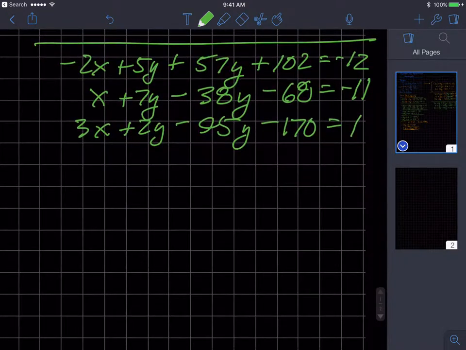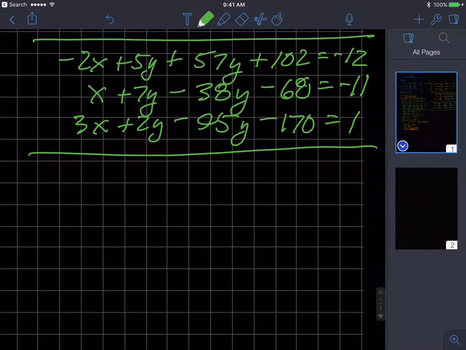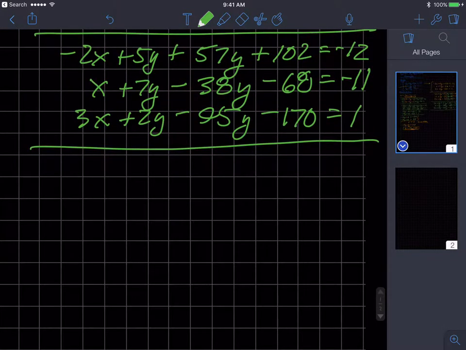So let's go combine like terms. Again, notice how I copy down every single equation, whether I'm working on it or not, so I can just slide this up and just look at what's new, or what the new set of equations is. So negative 2x doesn't change because there's not another x term. I got 5y and 57y, which is 62y plus 102. I'm going to subtract 102 from both sides.